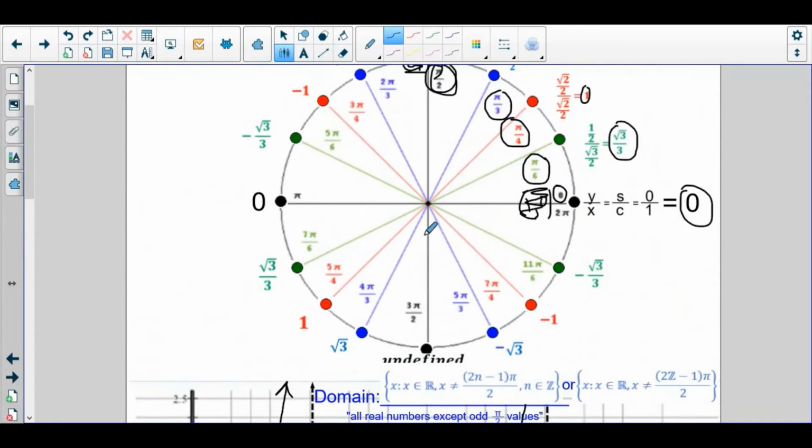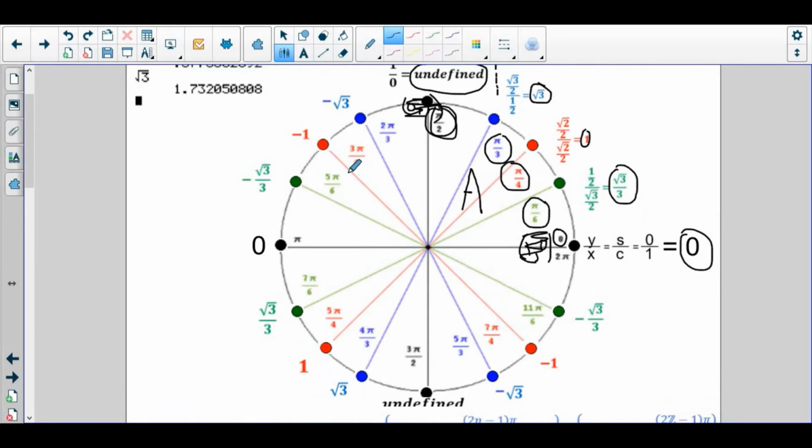And then, again, that mnemonic device, it's so important. All Students Take Calculus, so all values are positive here, including tangent, but only sine is positive in the second quadrant. So notice tangent is negative. And then tangent is positive. Notice the values are positive. And then cosine is positive, so tangents are negative.